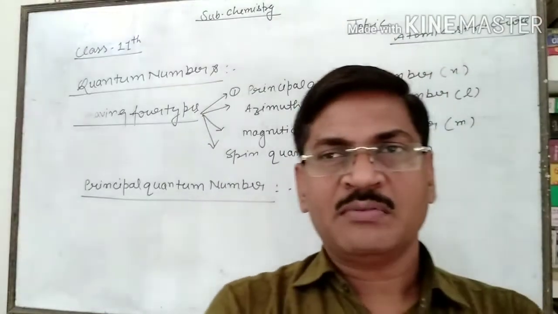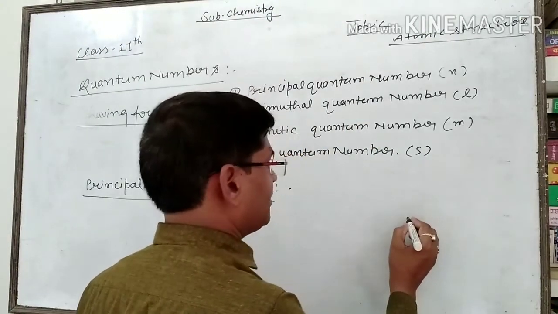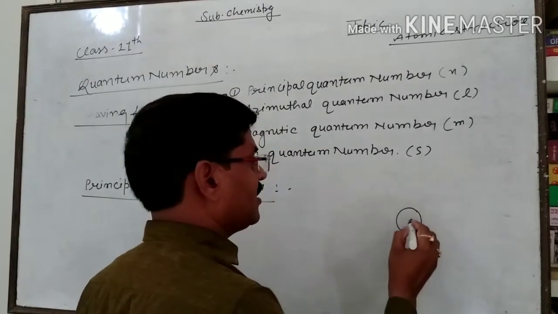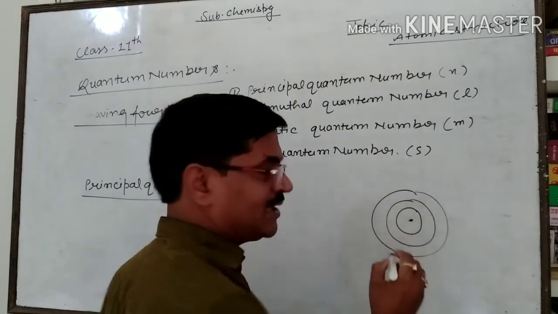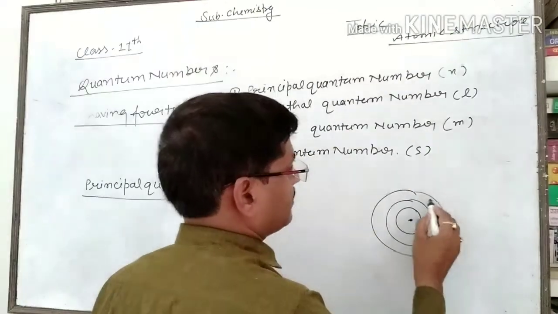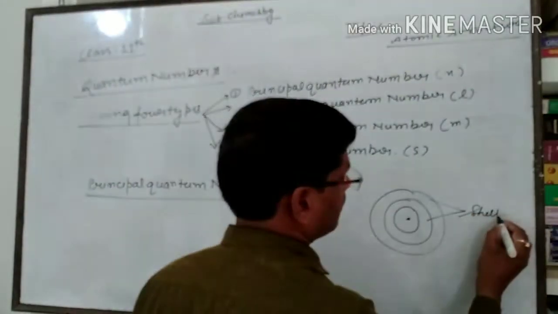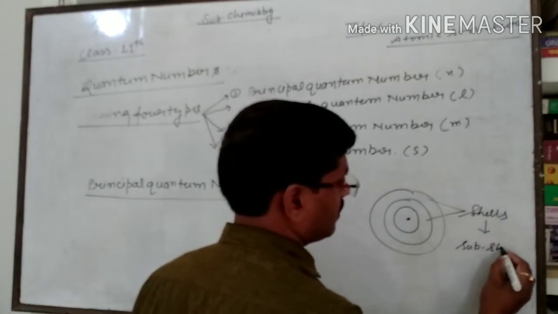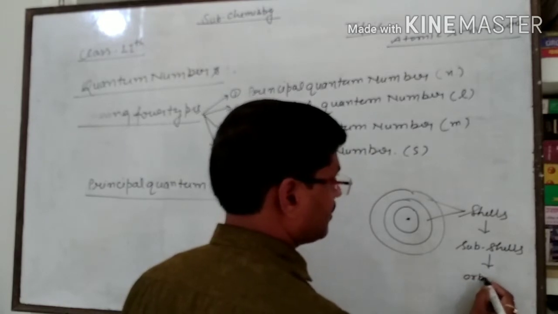First of all, I want to give you an idea about an atom. As all of you know, if an atom is given, then there is a nucleus, and around the nucleus there are shells, and these shells have subshells, and in subshells there are orbitals. So shells have subshells and subshells have orbitals.